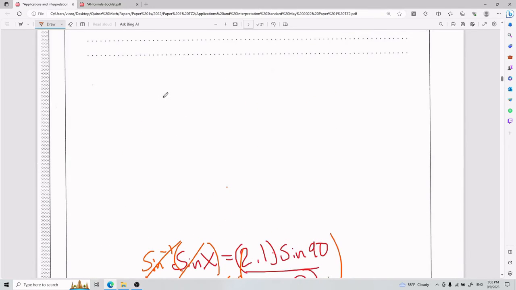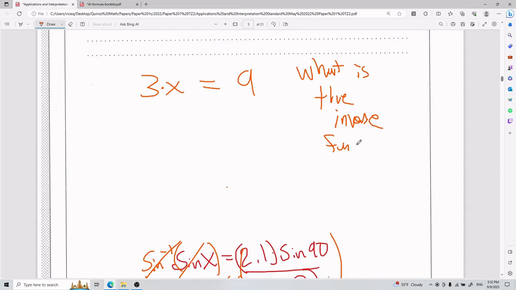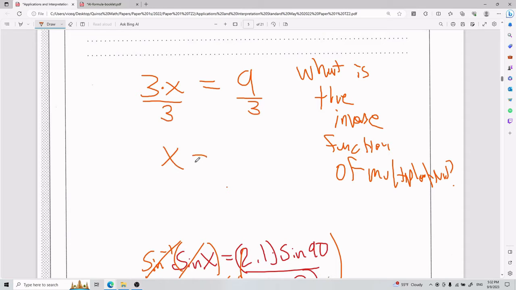Let's go with a basic example first. Let's say I have 3x equals 9, and I tell you, get x alone. Now some of you are thinking, bro, this is super easy. You divide by 3, right? But I bet a lot of you don't understand why you divide by 3, okay? The reason you divide by 3 is because x is being multiplied by 3. And so what is the inverse function of multiplication? The inverse function of multiplication, in order to get x alone, is going to be divide. So we divide by 3, ¿cierto? Because it is the inverse function. All right, so x would equal 3.